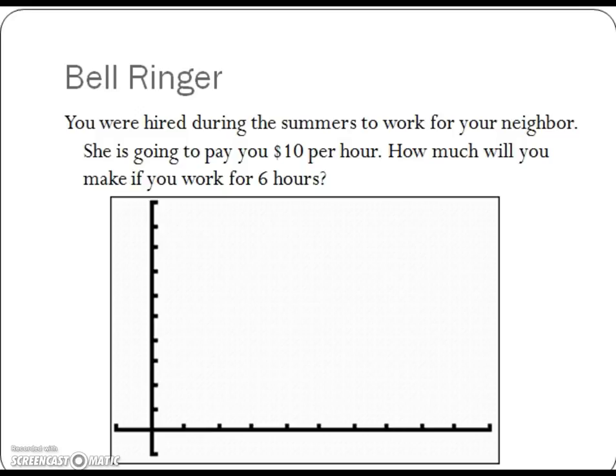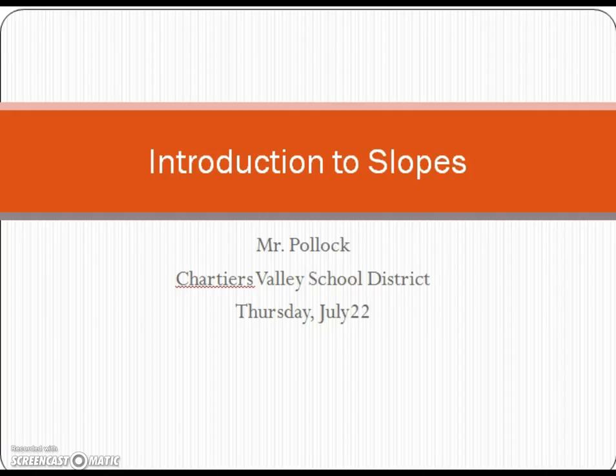However, today we're going to be working with something we call slopes, and slopes are rates of change. It's when you have two different variables. In this case, you have 6 hours and you have $10 per hour. And you're going to take those and find a correlation between those two in a relationship. Again, today this is just an introduction to slopes.